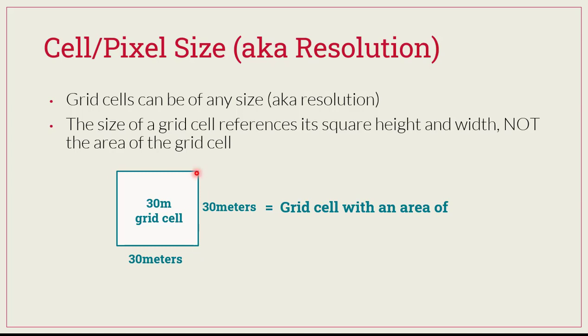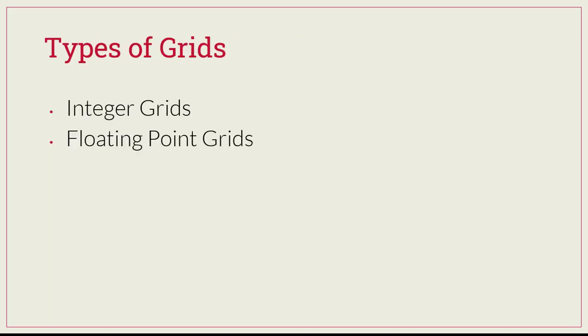So what this allows you to do, and you have to think about, is that if you do need to calculate the area of all of your cells in a data set, you have to go beyond and understand that the area, for example, of this 30 by 30 grid cell, the area of a single cell is going to be 900 square meters. So that's just a reminder that the way we talk about our grid cells is by the length of their width and their height, not the total area of the cell.